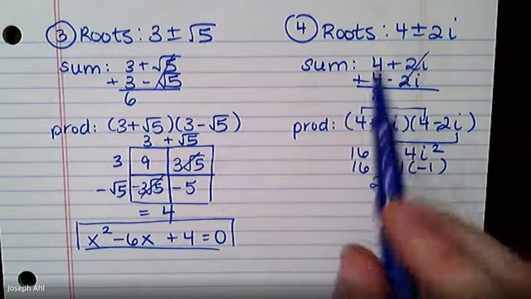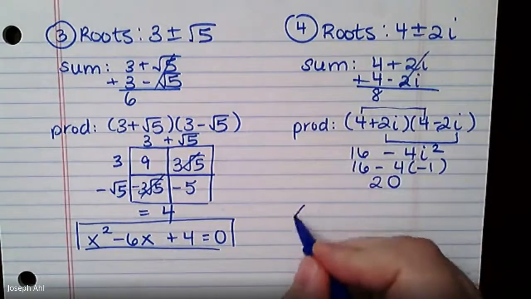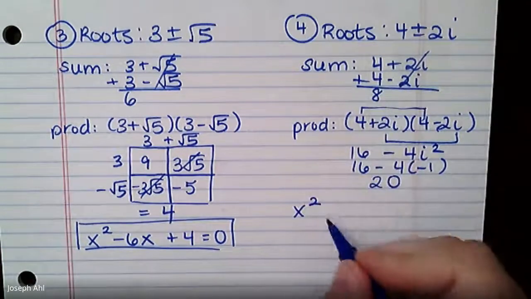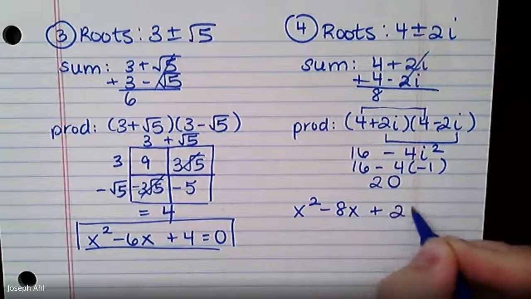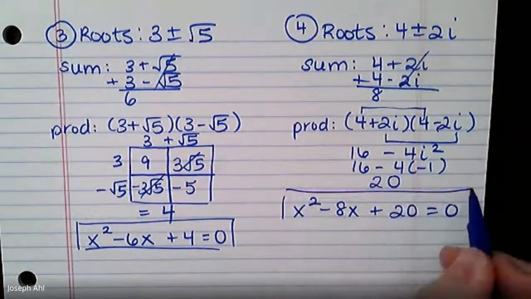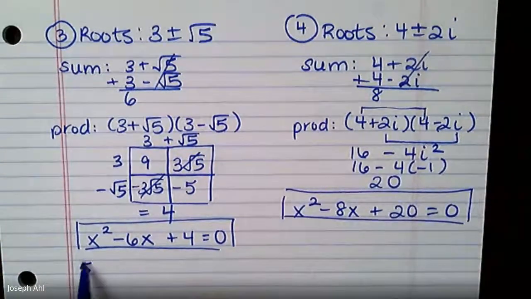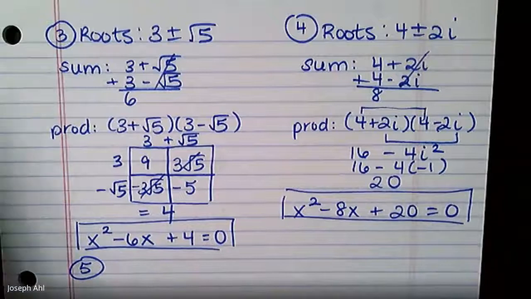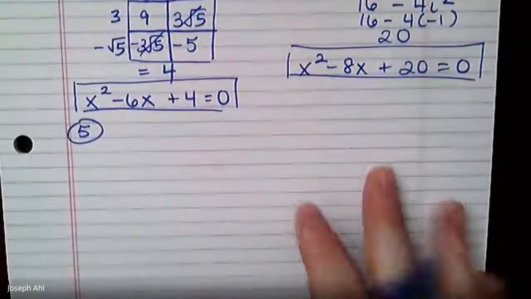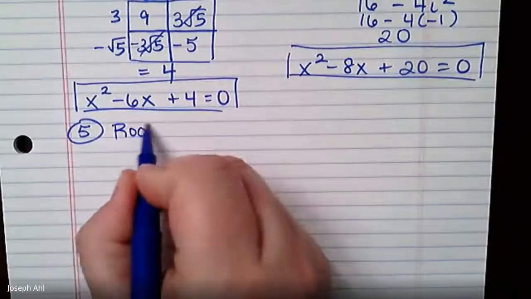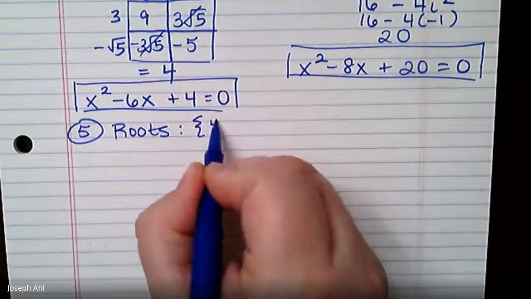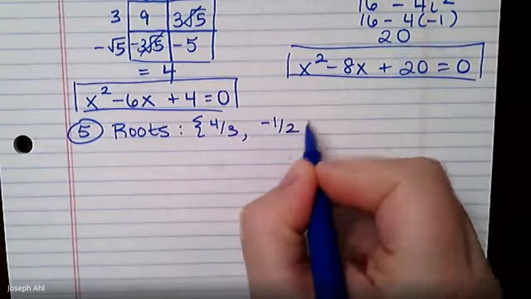So we have a sum of 8, we have a product of 20, so the equation would be x squared, change the sum, minus 8x, plus 20 is equal to 0. All right, I hope we're getting the hang of this so far. We're going to add in one that is everyone's favorite. What about roots of 4/3 and negative a half?